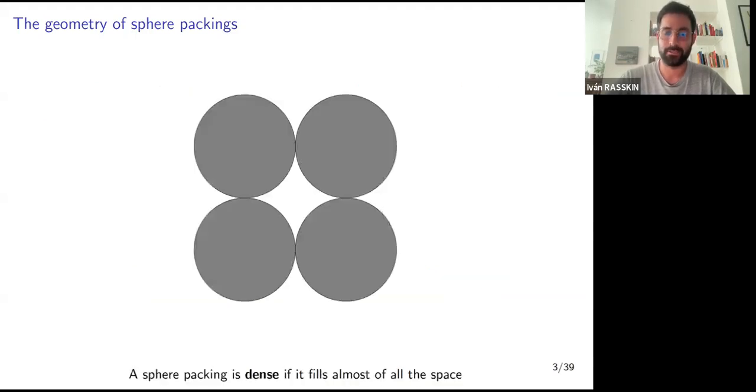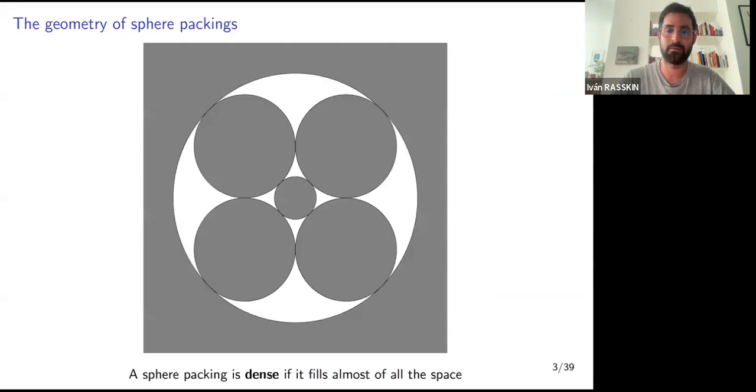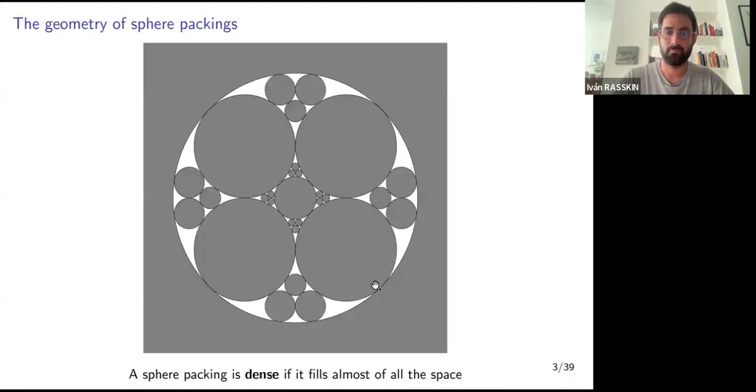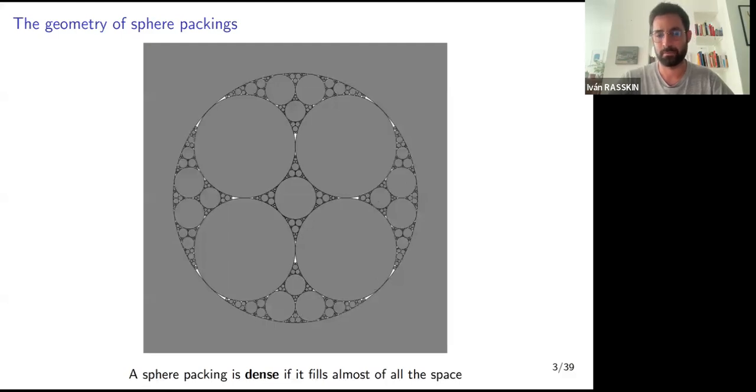So a sphere packing is dense if it fills almost all the space. For example, this is a sphere packing that is not dense, but we can fill the space by adding more spheres. For example, here we add a sphere with negative radius. We'll have less and less empty space. And if we continue with this procedure, we can get an infinite sphere packing that is dense.